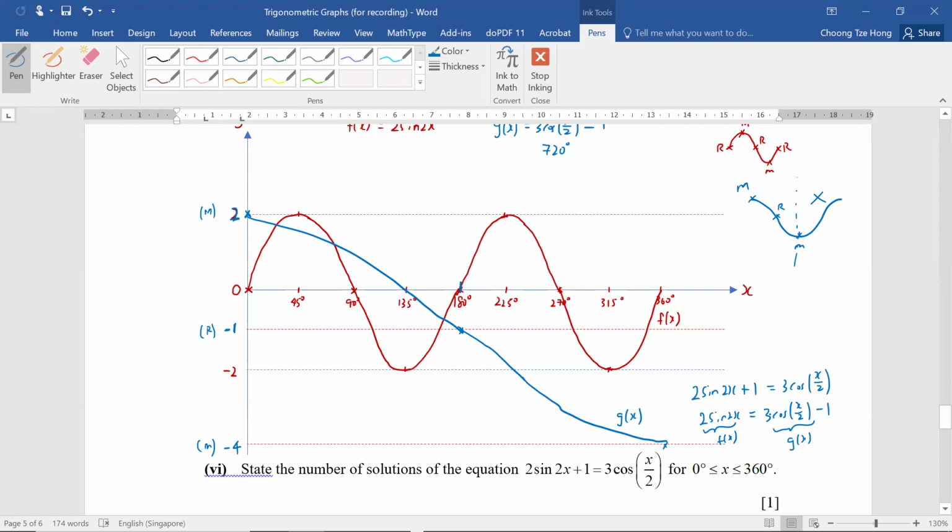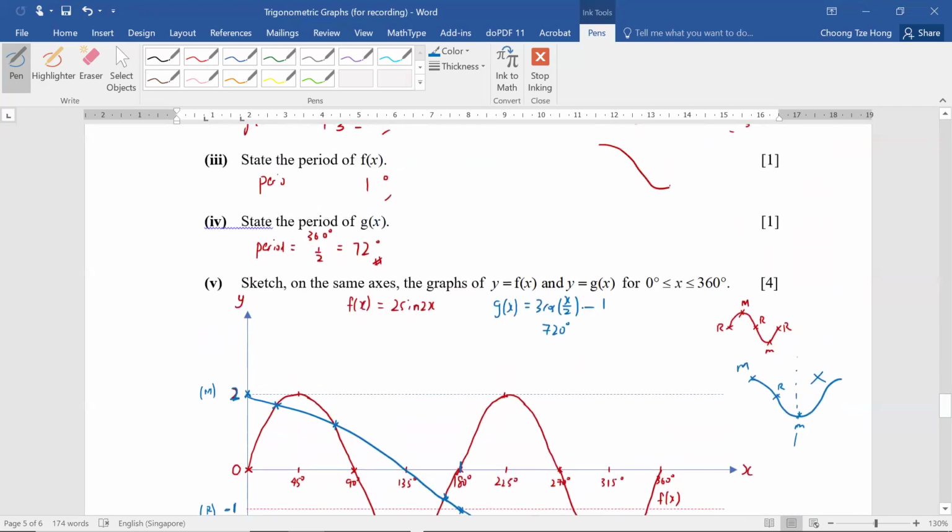You can see from here quite clearly that there are 3 intersection points. One here, and then another one over here. So this means that the number of solutions will be equal to 3. Number of solutions will be equal to 3. Right, so this is how you do a question like this.